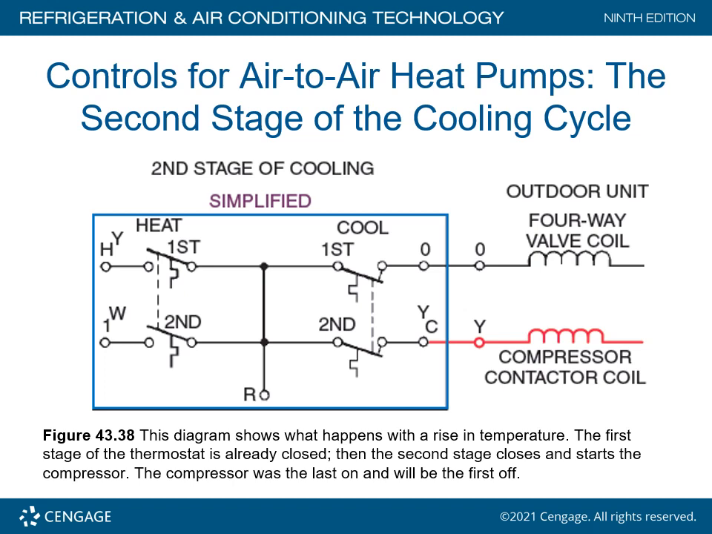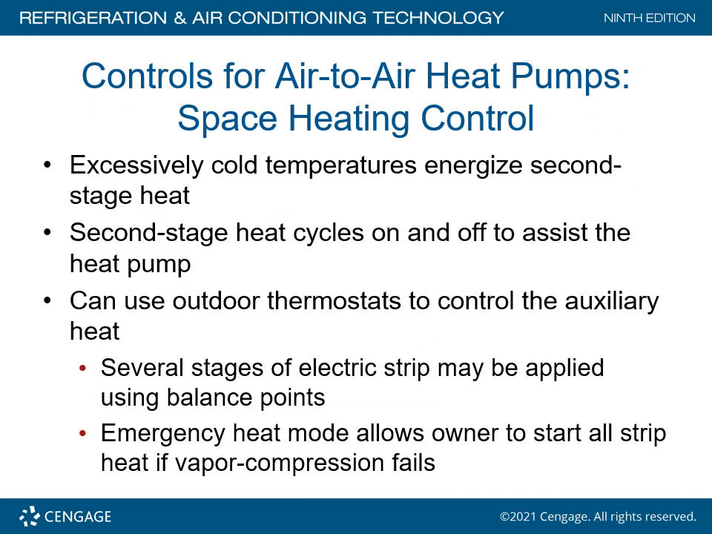So what's going to happen if you have a two-stage valve? It doesn't necessarily mean two stages of capacity in this case. What we have here is that in the first stage, we energize the four-way valve, the reversing valve setup. The second stage, we actually energize the compressor contactor. The diagram shows what happens when the temperature rises. First stage thermostat's already closed. Second stage closes and starts the compressor. Compressor will be the last on and the first off. So as we reach set point, the compressor drops off and the four-way coil still stays energized until the cycle's completed.